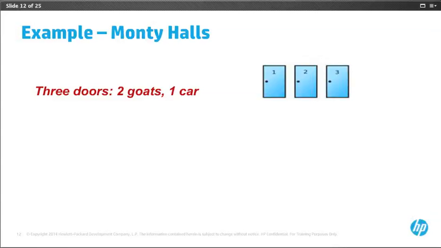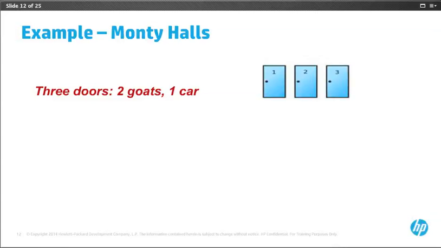Behind 2 of those doors, we were told, was a goat. Behind the third was a car. It was assumed that the winner would want to try and take home the car. I don't know whether they actually got a goat if they won that one. But they were asked to pick one of the doors. So in this case, say for example, the contestant picked door number 1.